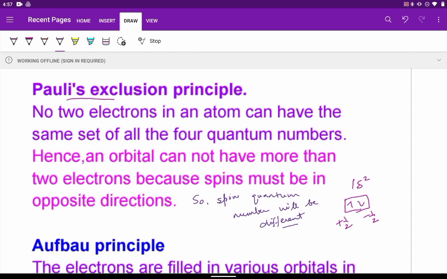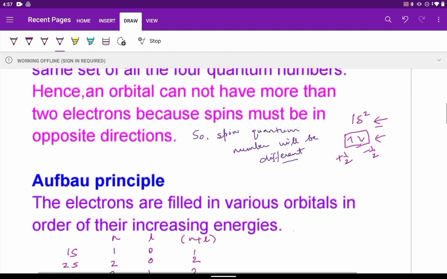Here you see in case of 1s2, that is in 1s orbital, if there are 2 electrons, they have opposite spins as we can see in this, and one is designated as plus half, another is designated as minus half. So this we have to keep in mind when we do the electronic configuration.